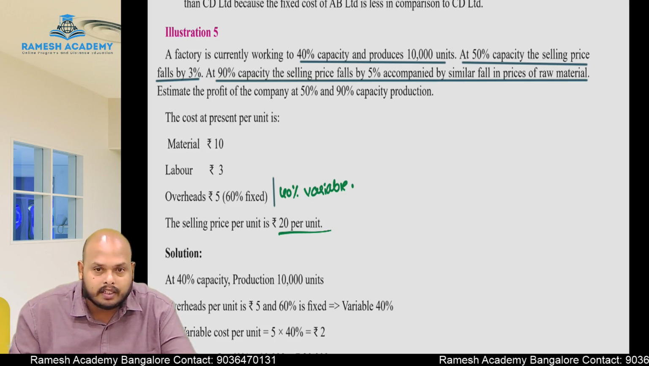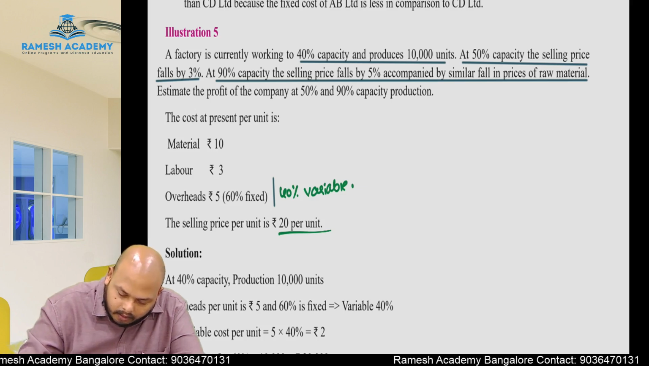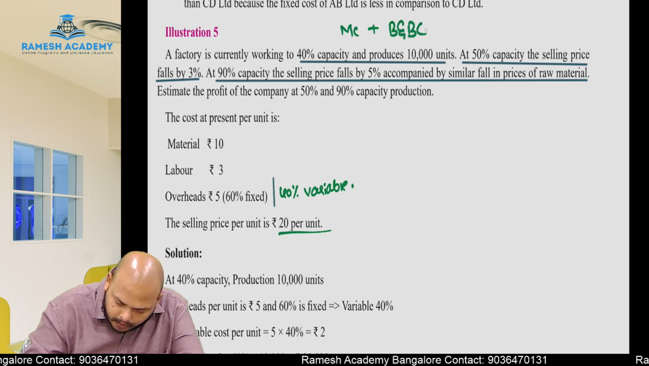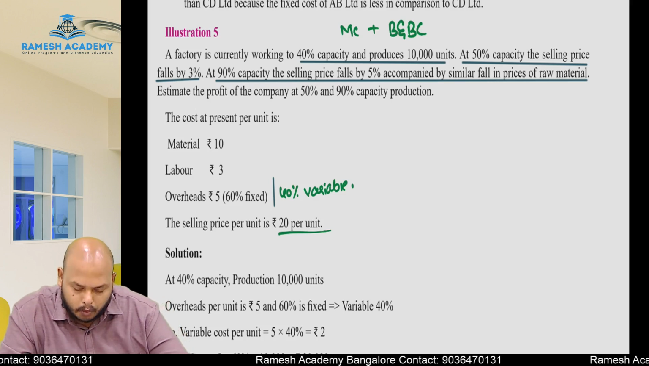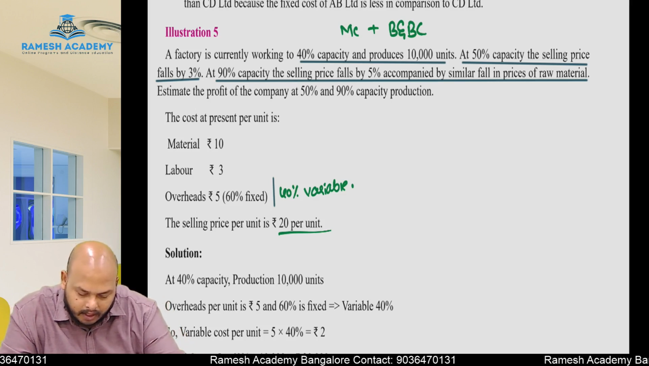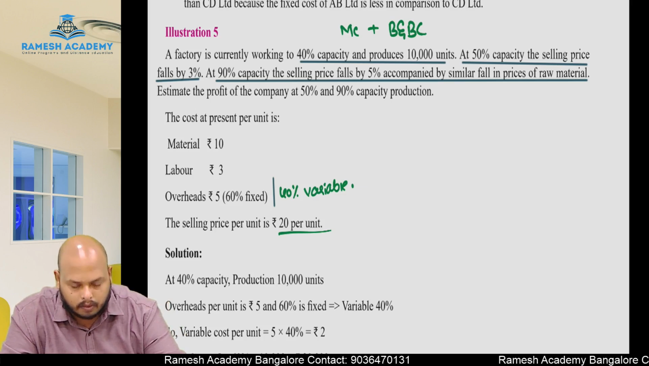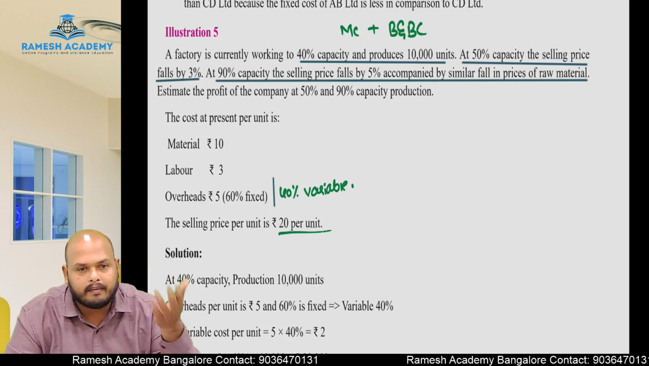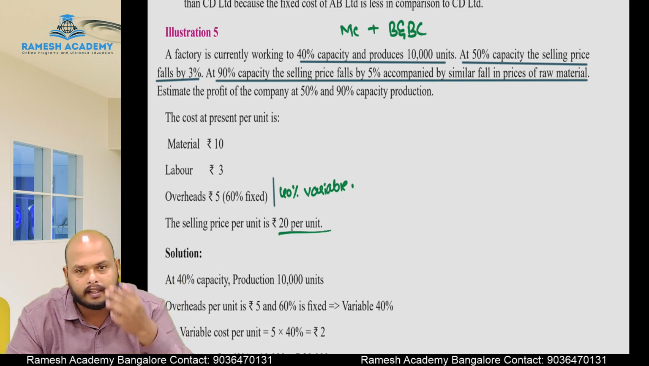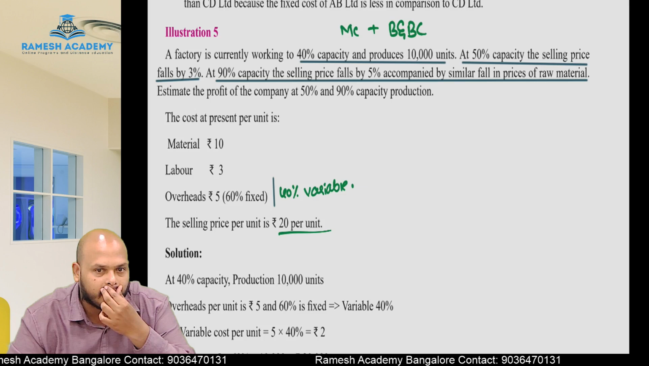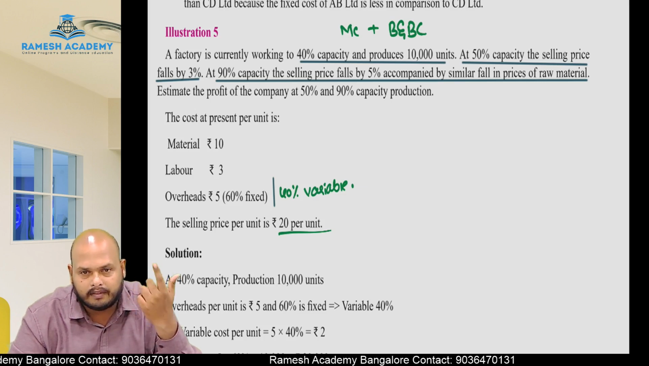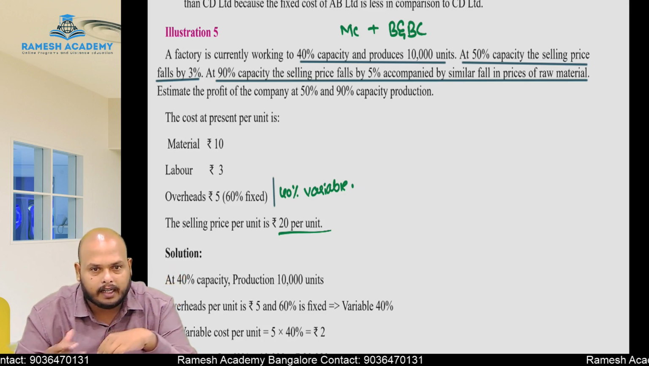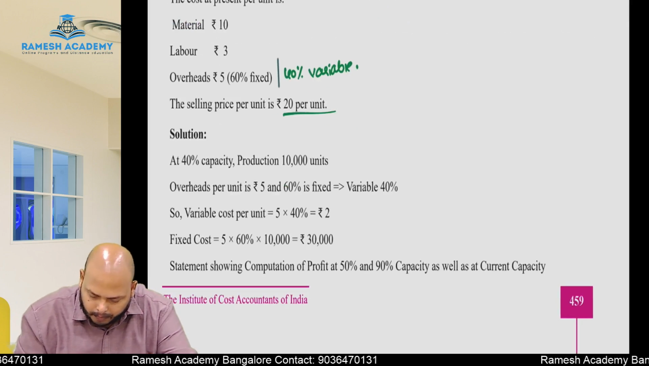Now this question is a combination of marginal costing plus budget and budgetary control. This question is a combination of two chapters. So let us prepare the budget at 50% and 90% capacity also. Fixed cost always remains fixed for the base capacity. What is the base capacity here? 40%. So we have to prepare the budget for 40, 50 and 90% capacity. For three capacity levels we have to prepare.